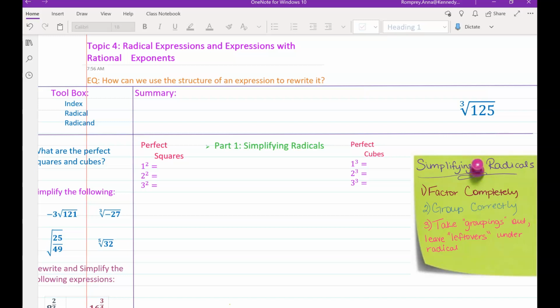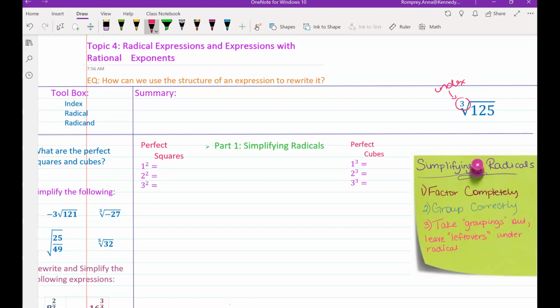So let's look at the cube root of 125. Each of the pieces of this radical expression tells us something, really about what we're trying to do or how we simplify. So this number right here is the index. Now, if there is no number in the index, it is an implied 2, like the square root of 16. There's an implied 2 in the index. We can write it in, but we do not have to.